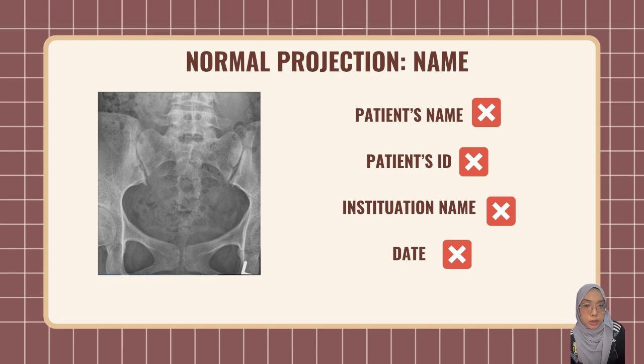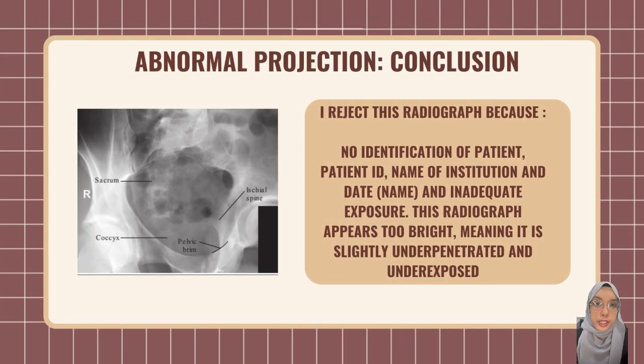Last but not least, which is N, there is no name that consists of the patient name, the ID number of the patient, the institution name, and the date of the radiograph that was taken. In conclusion, for abnormal projection of the sacrum view, I would reject this radiograph because there is no identification of the patient. And secondly, I would say because the exposure is too bright.